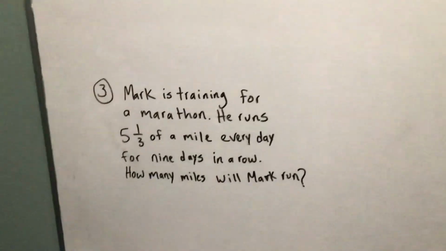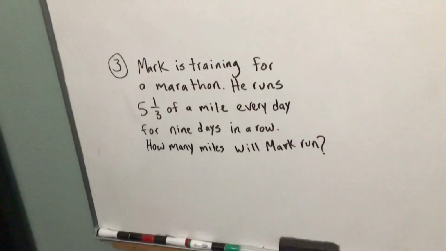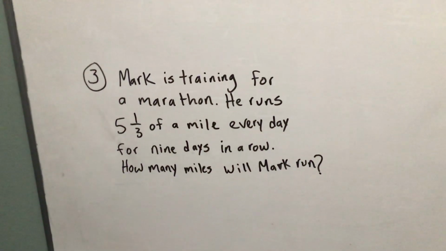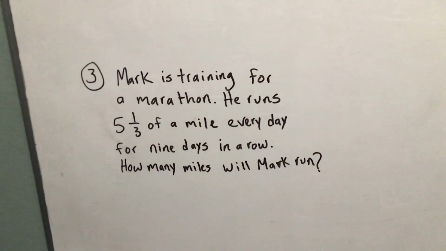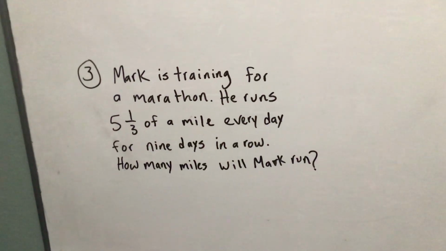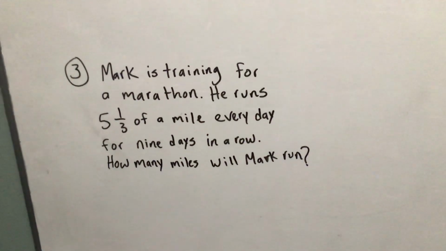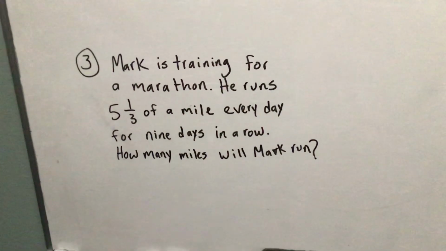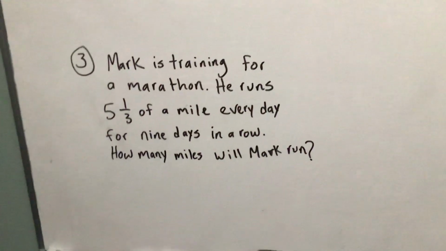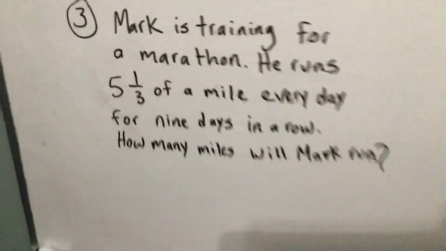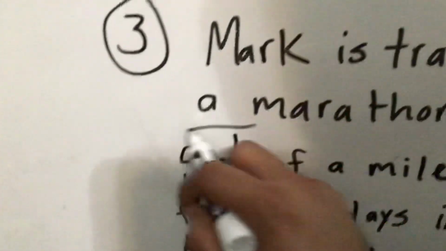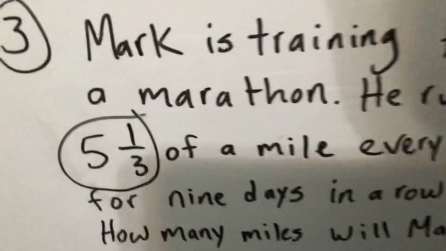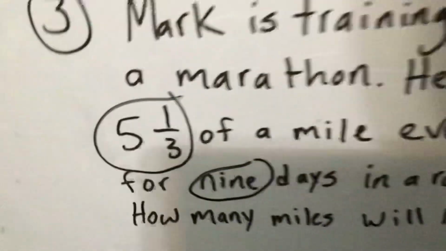And the other way you're going to see multiplying fractions is in a given word problem like this. So let's get to it. Mark is training for a marathon. He runs 5 1/3 of a mile every day for 9 days in a row. How many miles will Mark run? So all you have to do is multiply the amount of miles he runs per day by the number of days. So we have to find the two numbers that we're dealing with, 5 1/3 miles every day, and he's going to be doing that for 9 days.